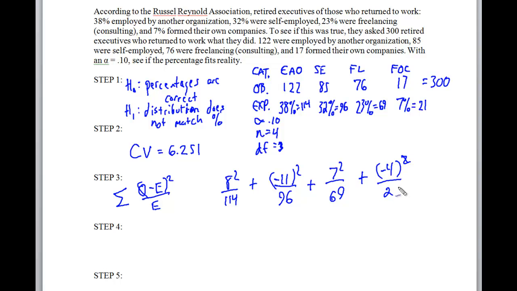And again, my hint for you is to go 8 squared divided by 114 plus 11 squared divided by 96 plus 7 squared divided by 69 plus 4 squared divided by 21. This way you won't make any mistakes with the negatives on the calculator. And this will give you a decimal. Now I'd like you to pause the video, and I'd like you to try this out and see if you can get the right answer.